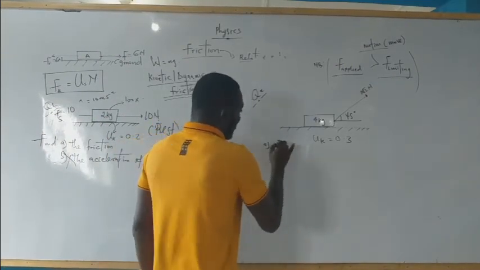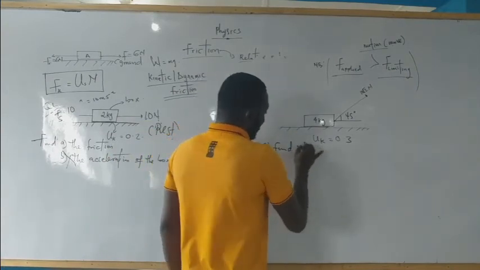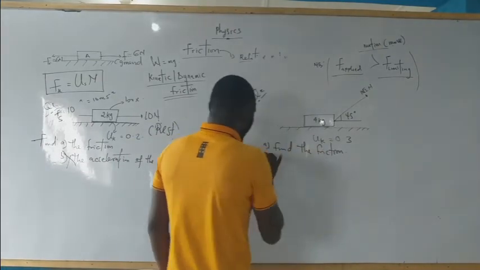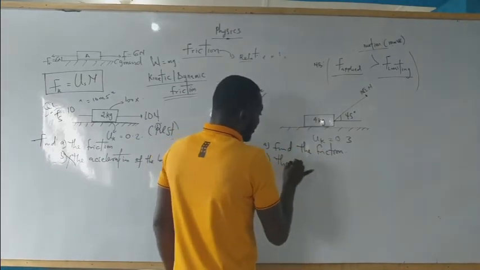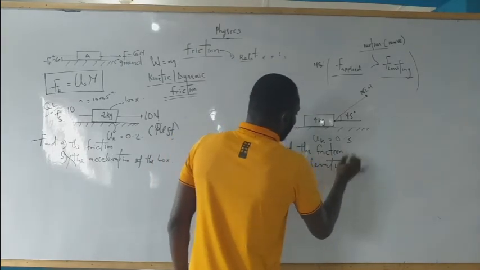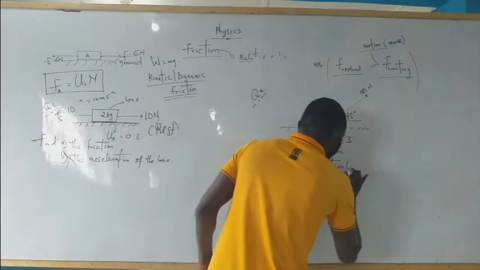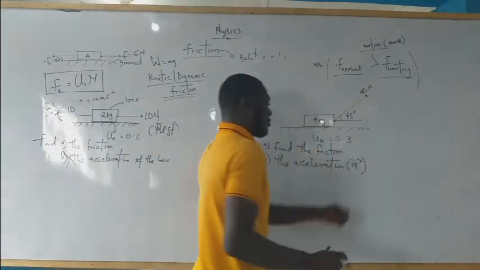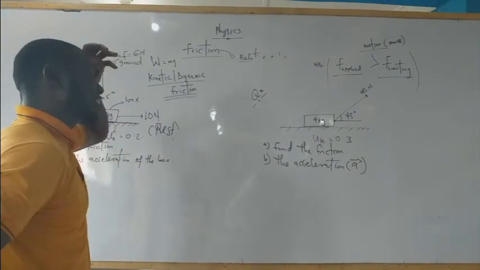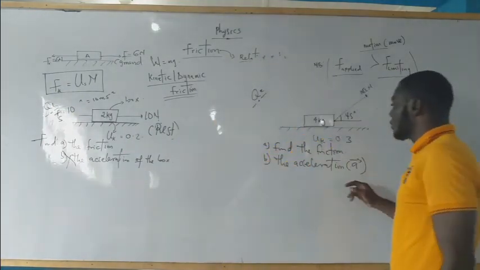A. Find the friction. B. The acceleration. Acceleration is a vector quantity, that's magnitude and direction. So it's a vector quantity. Find the acceleration.